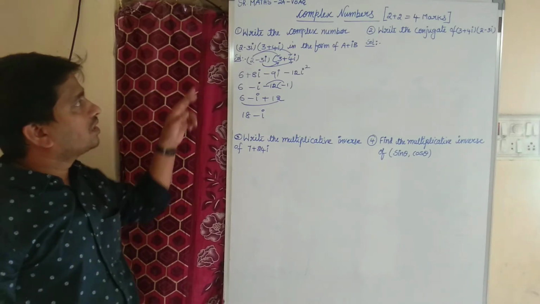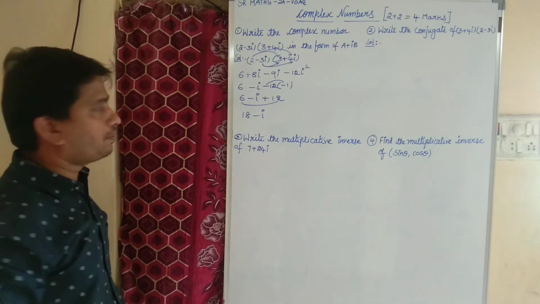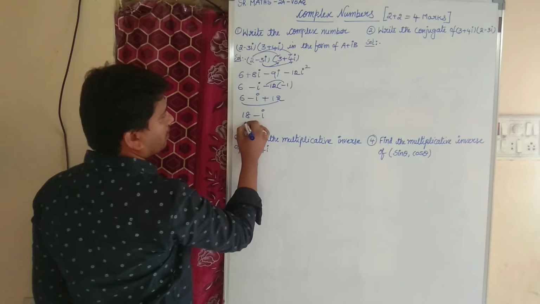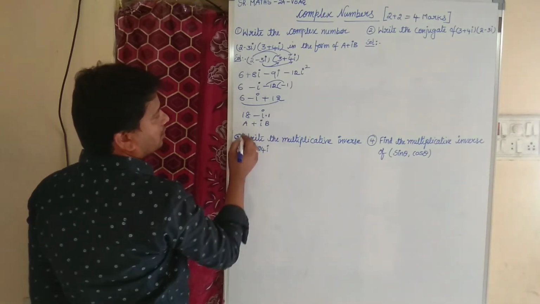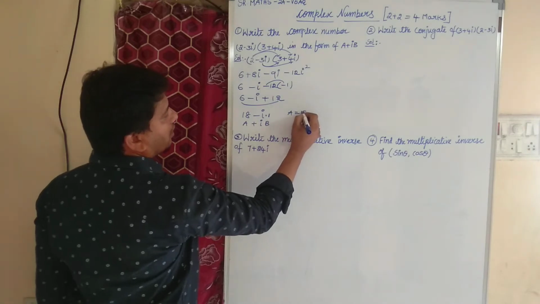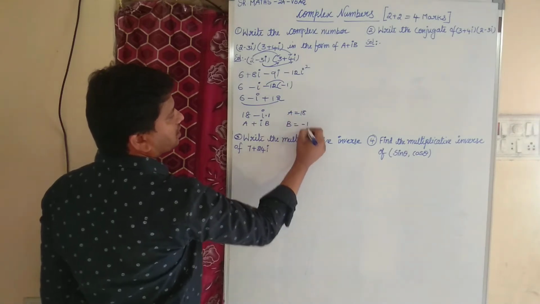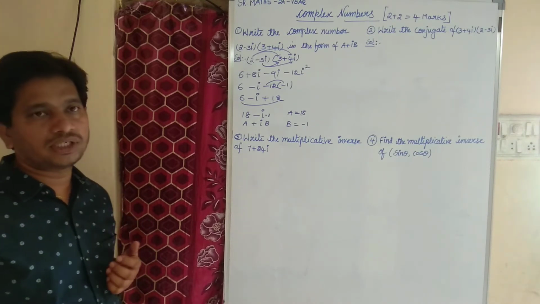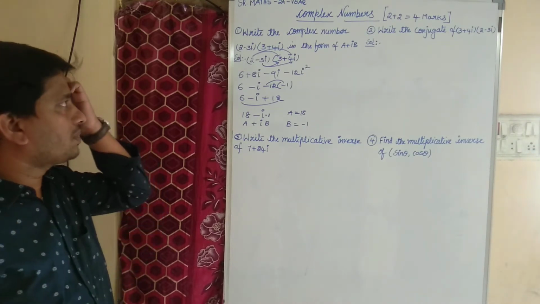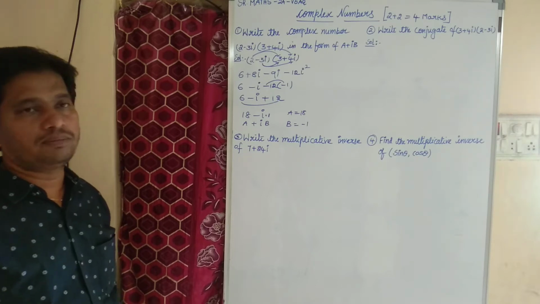So we write the complex number in the form of a plus ib. We have written it in the form of a plus ib, where the coefficient of i is 1 in magnitude. So the a value is 18 and the b value is minus 1. A equal to 18 and b equal to minus 1. Is it clear, children? This is how to write the given complex number in the form of a plus ib.